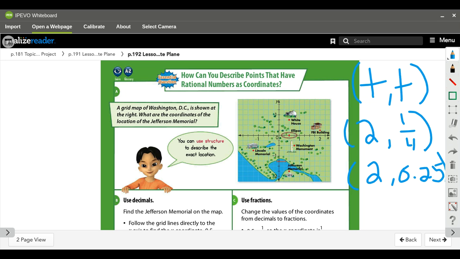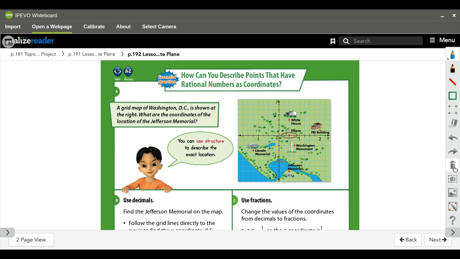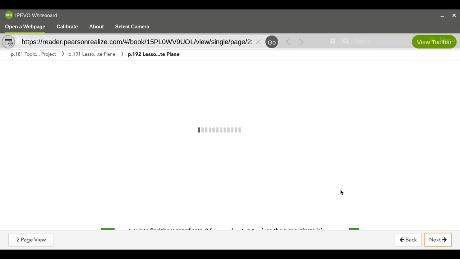And I always need to make sure that my ordered pair is written with parentheses and a comma. If you don't write it like this, it's not an ordered pair and I won't count it as correct. Okay. So we're going to move into your next page. So we're going to move into your guided practice.